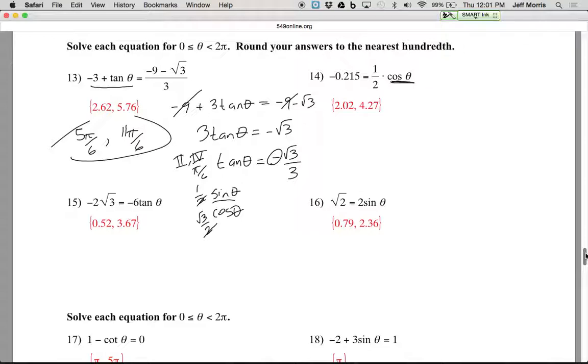Get rid of the 1/2. How do we get rid of the 1/2? All right, multiply that by 2. What is it? Negative 0.43. All right, is equal to cosine theta. You good with that?